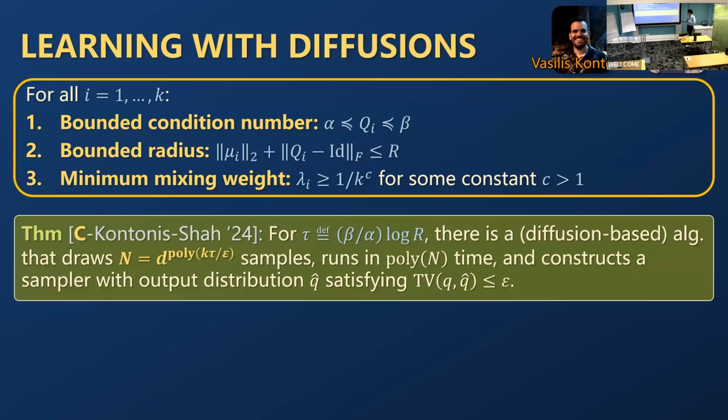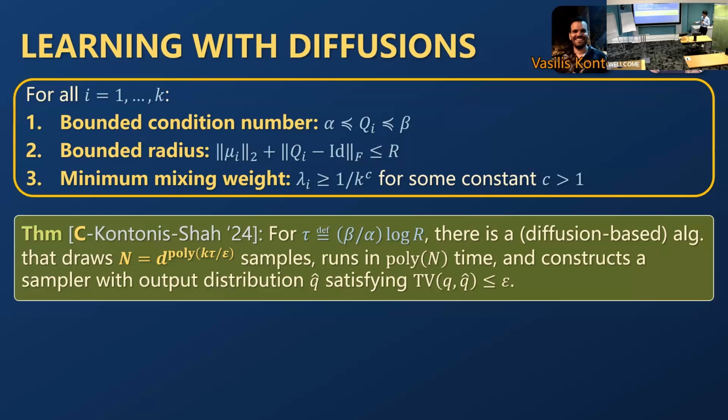Okay, so let's define this parameter, which is just the condition number times the log of the radius of the parameters. I'll call this tau. What we show is that there's an algorithm that, with essentially d to the poly(k, tau, 1/epsilon) number of samples, and polynomial time in the number of samples, constructs a sampler that is TV close to the true distribution. So I want to just draw your attention to the d to the k dependence. There's some polynomial dependence here, which again I think we should be able to refine with more work. But this really is matching qualitatively the computational lower bound that's known for general Gaussian mixtures. In particular, it doesn't have this doubly exponential dependence on the number of components.